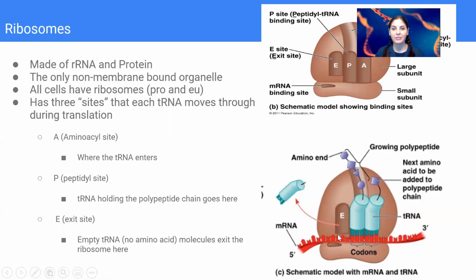and the anticodon together. So we have our A, or aminoacyl site, we have our P, peptidyl site, and then we have our E for exit site. And that transfer RNA follows that process. It attaches, forms peptide bonds, and then it exits.